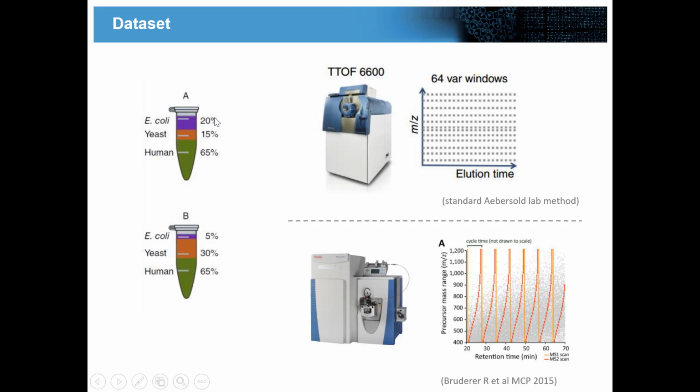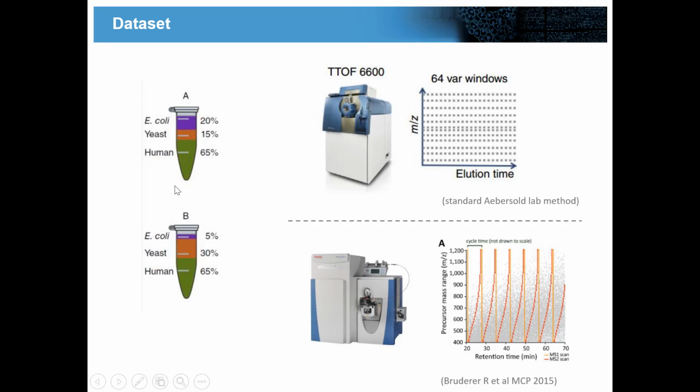So the A sample has 20% E. coli, 15% yeast, and 65% human, and the B sample has 5% E. coli, 30% yeast, and 65% human. So the human proteins should basically be constant. The yeast proteins should be a ratio of 2:1 from B to A, and the E. coli proteins should be in a ratio of like 4:1 from A to B. So you know something in advance about what the ratios should look like, and the question is whether the data will actually look like that.